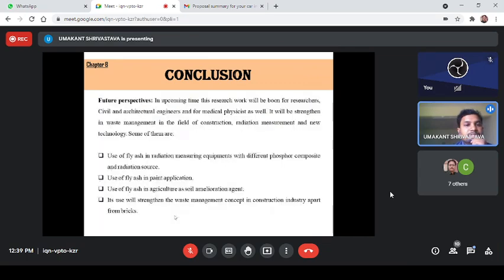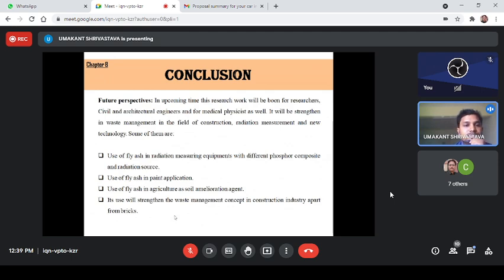The future perspective of this work is that it will be a boon for researchers of civil and architectural engineering, and also for medical physicists. It will strengthen waste management in the field of construction, radiation measurement, and new technology.